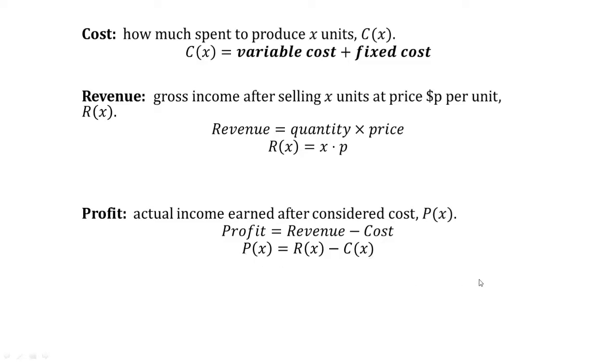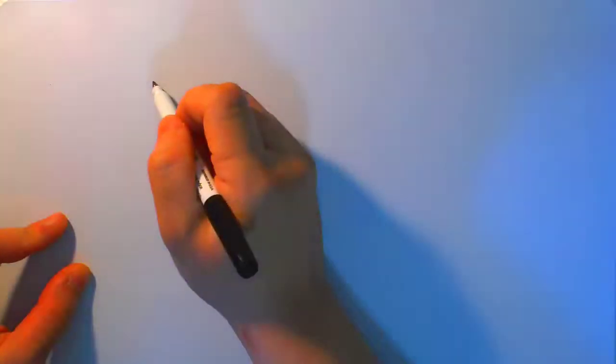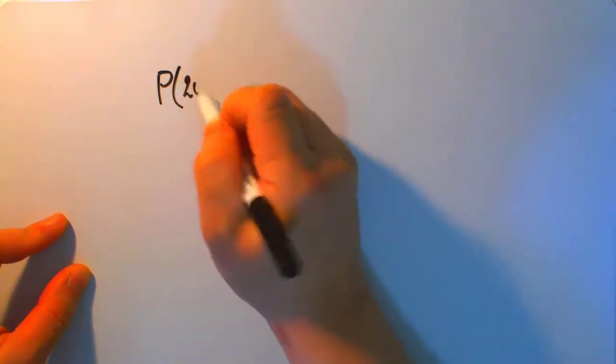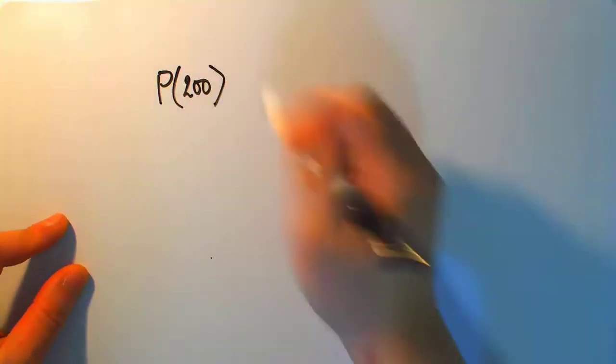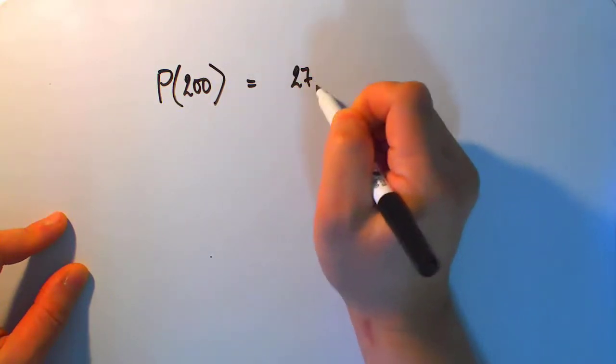Now, it did not happen in our example yet, but if you're looking at the final answer of the example we just finished earlier, the profit we earned at selling 200 units was 27,660.